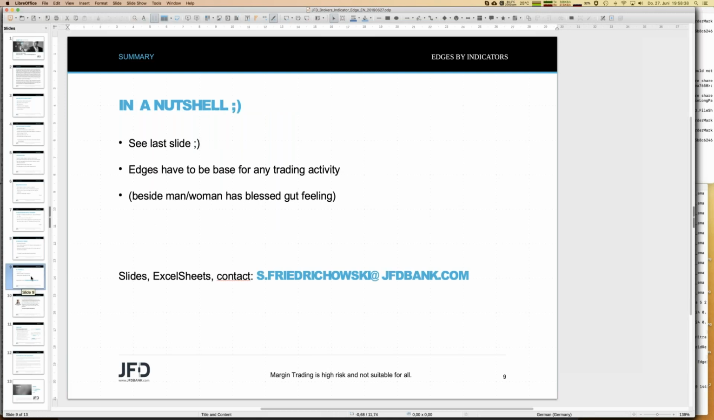Okay, normally I have one last slide, which is always titled "In a nutshell". In this case, see the last slide. It was exactly the nutshell of my overall conclusions. But I want to repeat one, for me, the most important sentence about trading. Edges should be the base for any trading activity.